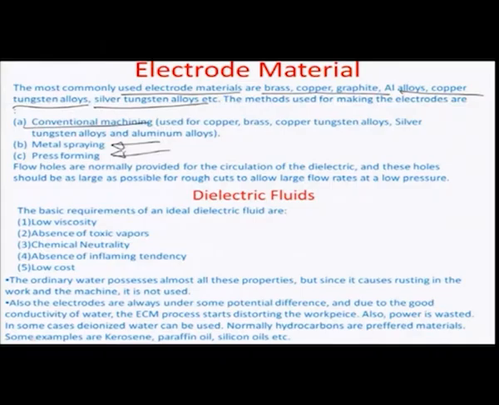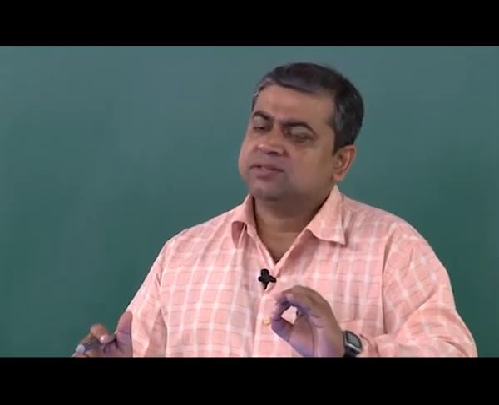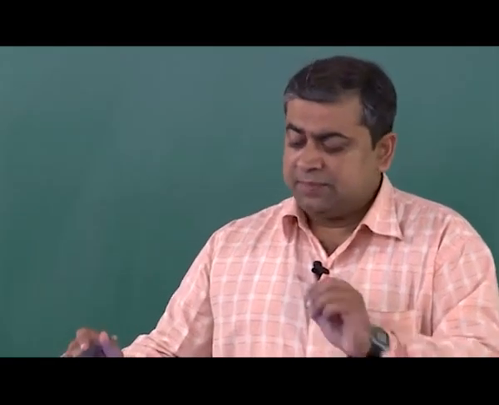Normally you prefer the EDM electrode to have circulation of the fluid in the near vicinity, because as the circulation increases, the material removal rate enhances. We have talked about this many times. So therefore it is pertinent to mention that flow holes need to be designed within the electrode which will support this circulation and make it easier, particularly considering the fact that the electrode workpiece gap is minimum in EDM operations.